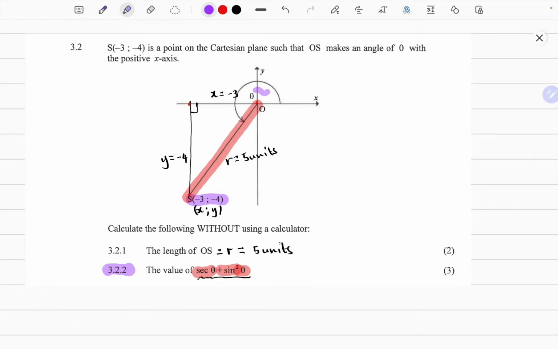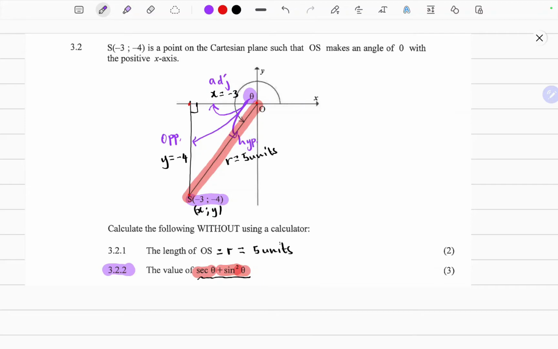So let's define all the sides with respect to this angle theta. So with respect to this angle theta, this side is the opposite because it's right across theta, and the side adjacent next to it, x, is equal to -3. It's the adjacent side, and the longer side is the hypotenuse.